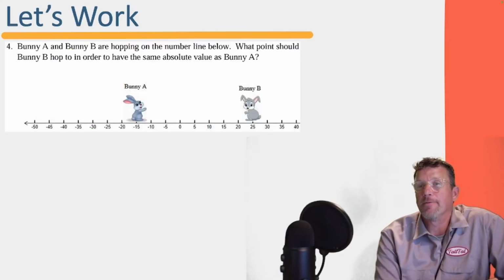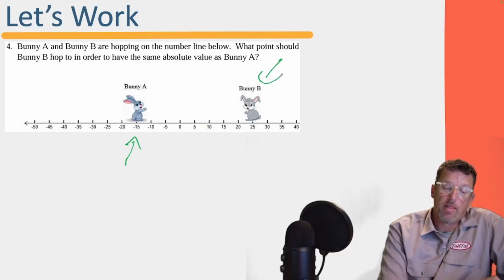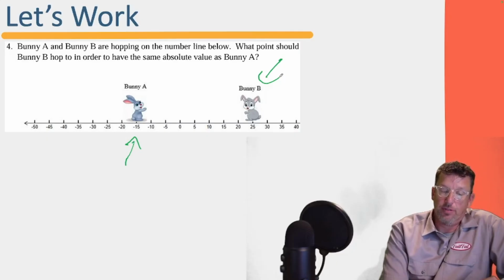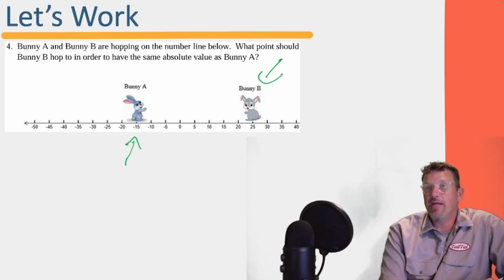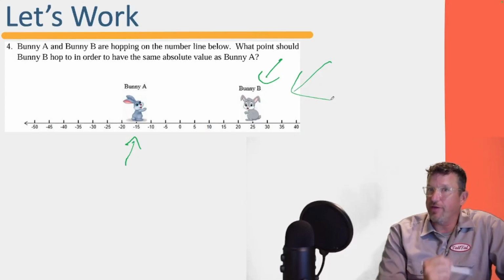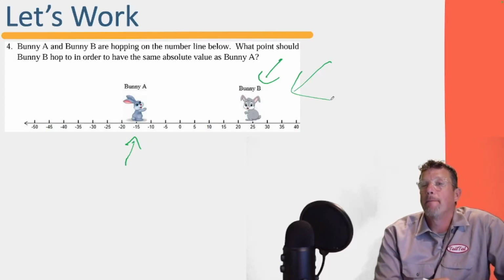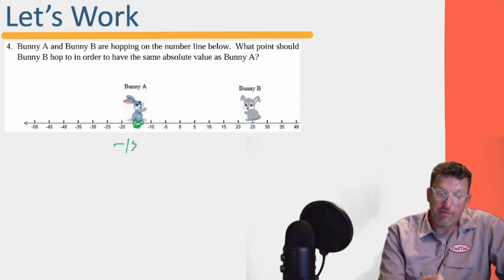Let's look at this scenario. Bunny A, which is this guy, and Bunny B, which is this guy, are hopping on the number line below. What point would Bunny B hop to in order to have the same absolute value as Bunny A? Well, to solve that, we have to figure out what the absolute value of Bunny A is, because we want to know where this guy has to go to be at the same absolute value as Bunny A. All right, so where is Bunny A? We say Bunny A is at negative 15.